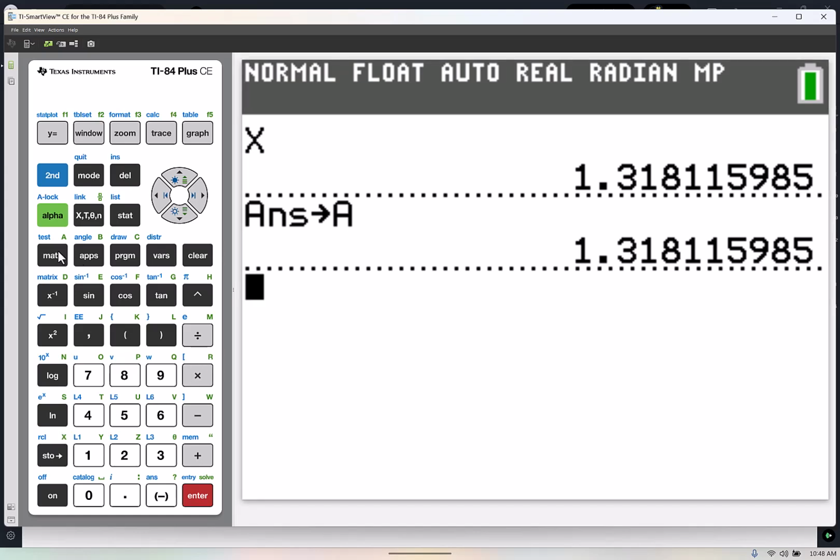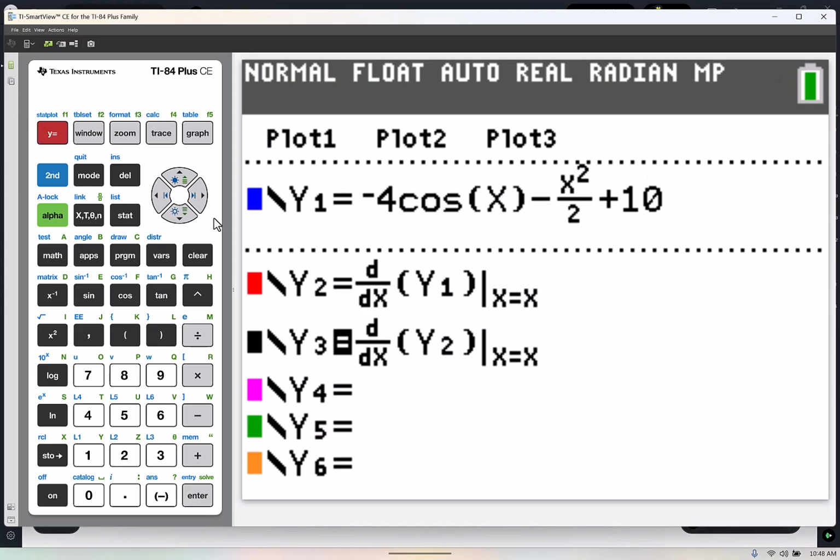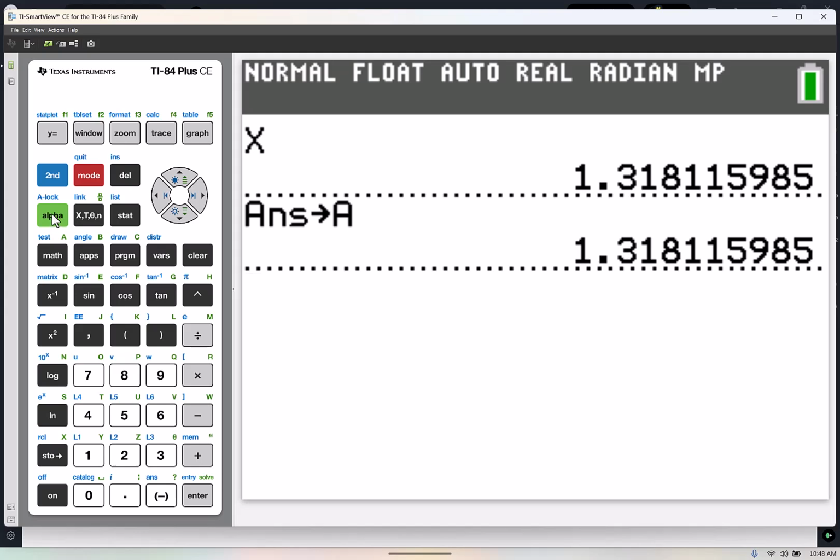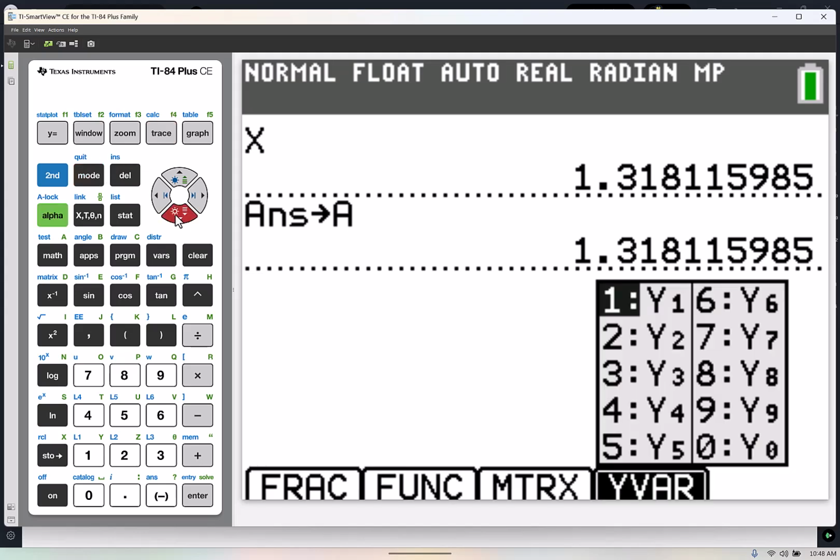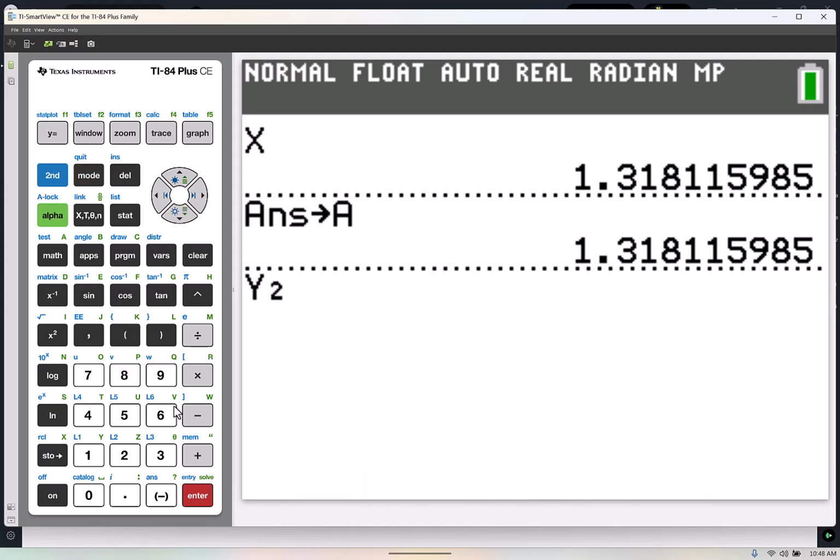All right, here's the big magic. It's not magic, but let's work smarter. You guys ready? You already have your velocity equation in Y2. Look, Y2, you're taking the derivative of Y1. Do you guys see that? So you don't have to do anything again. You can just recall Y2. Go alpha, trace, Y2. See? And then I'm just going to put A, which is the value that I stored, that 1.31. There's my velocity at A.